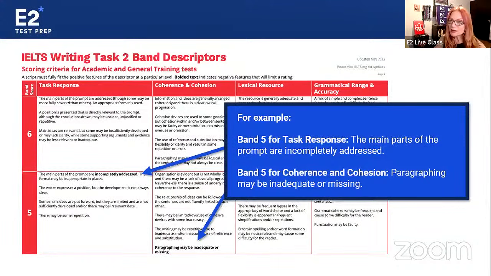Yes, Zeal. So task 1 and task 2 are marked differently. Task 1 is 1/3 of your score and task 2 is 2/3 of your score. You got that? Okay, excellent.